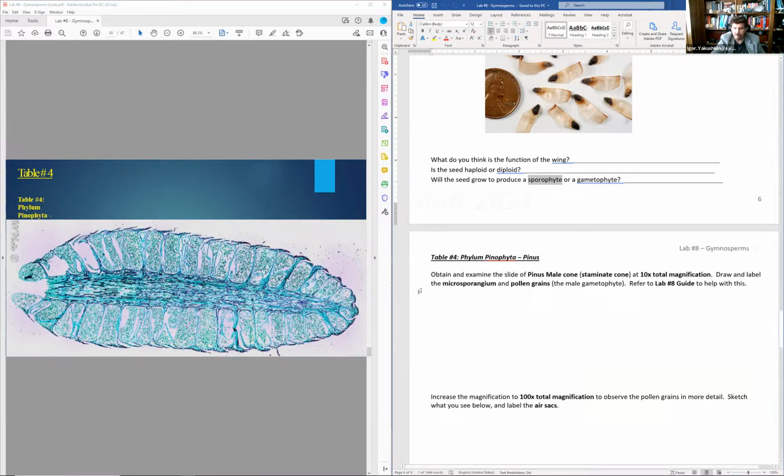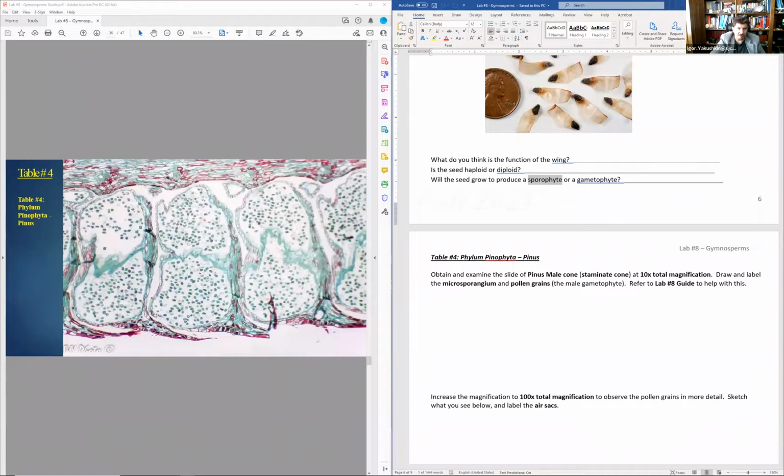Okay? So drawing, label microsporangium. Microsporangium is one of those. And microspores, so male gametophyte, the pollen grains. So here we're increasing the magnification, and you'll see the sporangium itself and the pollen grain.